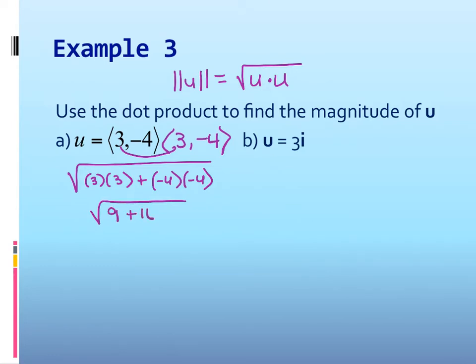9 plus 16, square root of 25, which is 5. You can also get it by just doing the square root of a squared plus b squared. This is just another way to do it. And we're going to do it this way because that's what these instructions are saying.